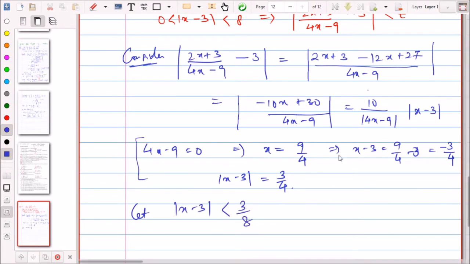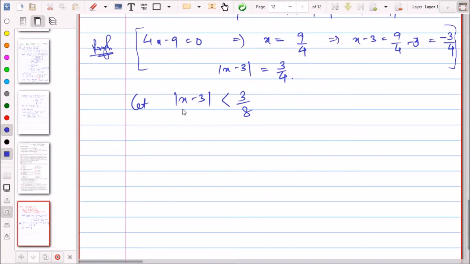This thing you can do in rough also. This is just rough work for finding this bound. So instead of trying hit and trial method, we compute the points at which the denominator is 0, take the minimum of those points, and take our bound to be smaller than that. I have taken the bound to be 3 by 8. Otherwise, generally we take the bound to be half of this. Then we would have taken 3 by 2, but that would have created a problem. So now 3 by 8 will work for us.